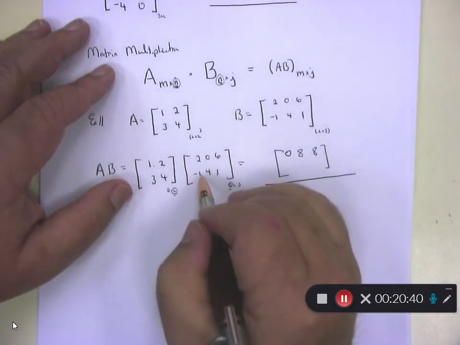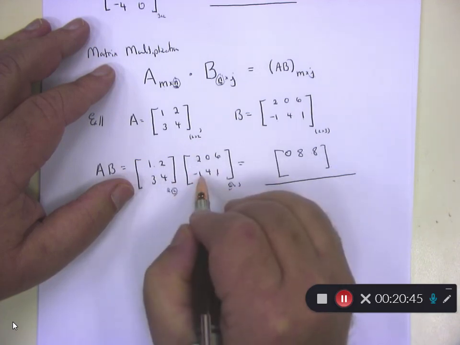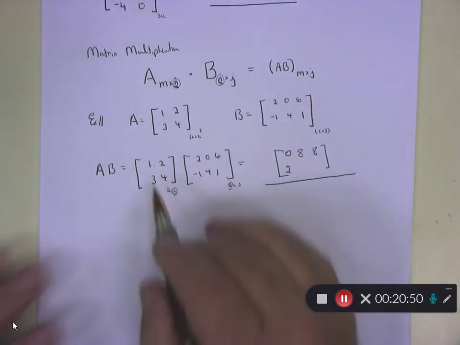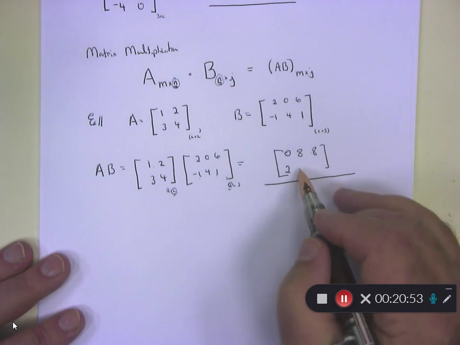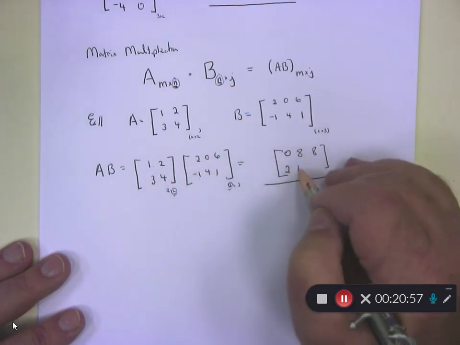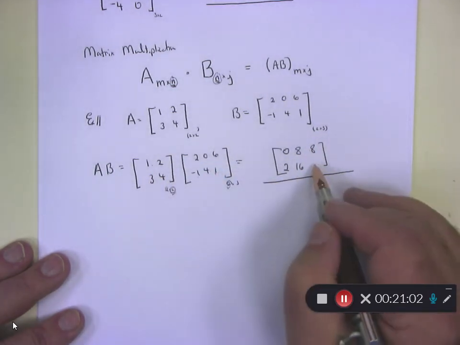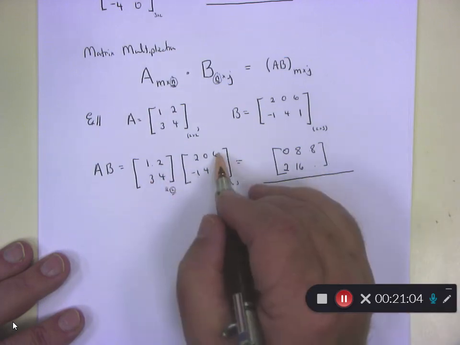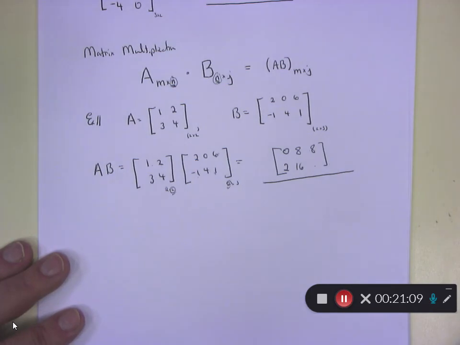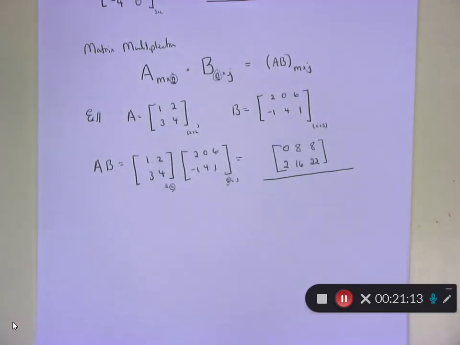Now, second row, first column position. 3 times 2 is 6. 4 times negative 1 is negative 4. 6 minus 4 is 2. Second row, second column position: 3 times 0 is 0, 4 times 4 is 16, 0 plus 16 is 16. And then the second row, third column position: 3 times 6 is 18, 4 times 1 is 4, 18 plus 4 is 22. And there's my resultant done by hand.